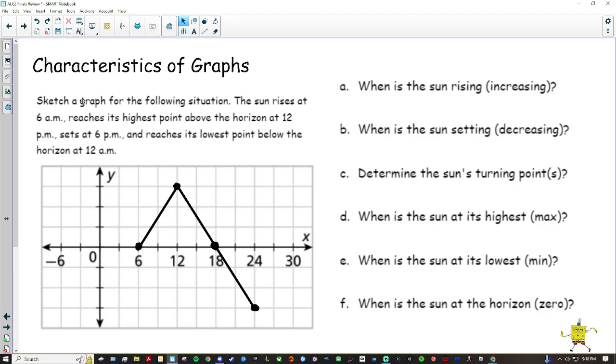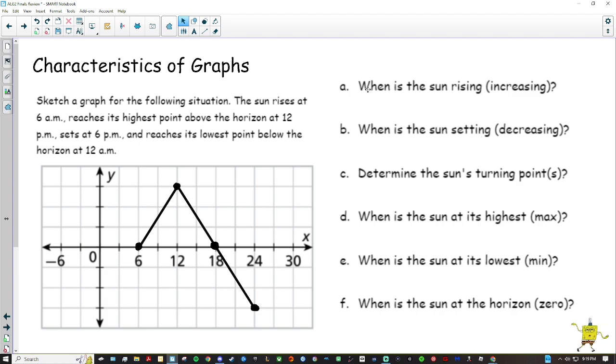Characteristics of graphs. Sketch a graph for the following situation. The sun rises at 6. Right here, 6 o'clock, we're rising. It's going to rise to its highest point at noon, 12. It will set at 6 p.m., which is 18 o'clock in military time. And it will reach its lowest point below the horizon at 12 a.m. or 24 military time. So here is our function, and we are asked to do these things.